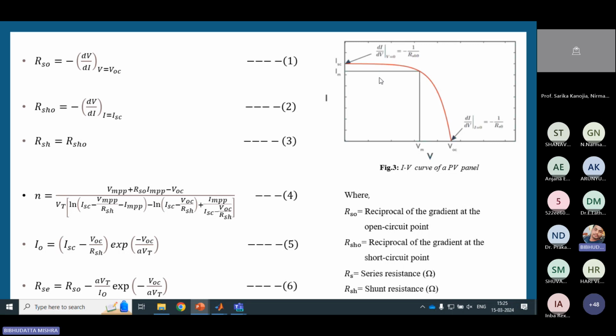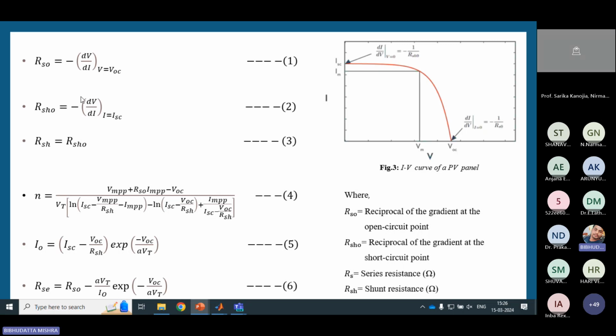Similarly, another parameter from that VI curve itself we can find at open circuit condition, the dI by dV at I equal to 0, that is termed as the reciprocal of the gradient at the open circuit point. So RSS naught equals the negative of dV by dI at V equal to VOC, and RSS naught equals the negative of dV by dI at I equal to ISC. So from the curve we can have two different points, with the voltage approaching VOC, let VOC equal 32.9. We can choose two different points, 32.9 or 32.85. For two different points, we can get the slope value. That slope value will yield the negative of 1 by RSS naught. In a similar way, we can find those parameters.